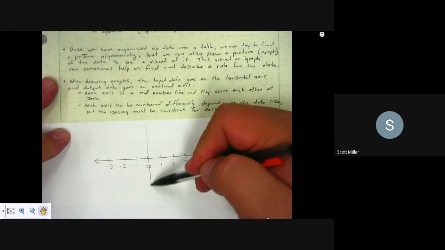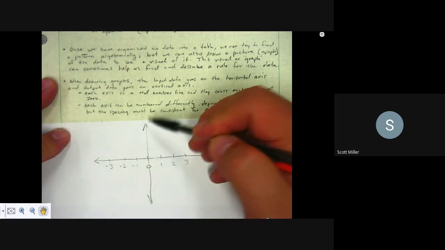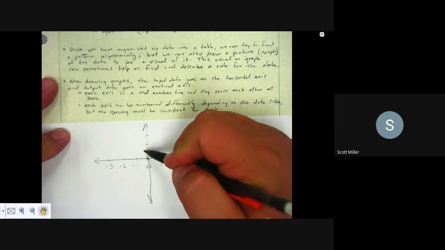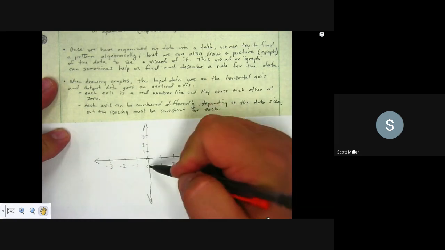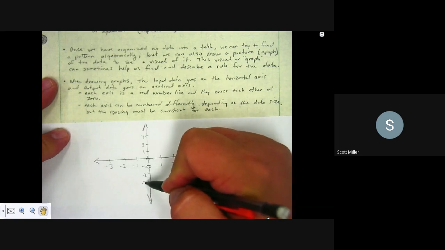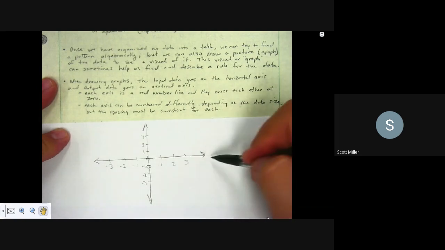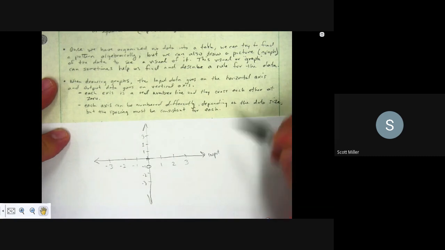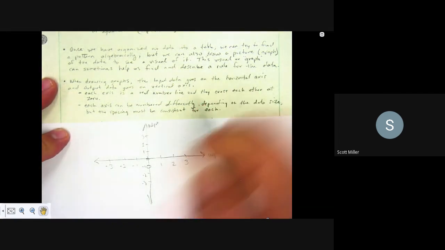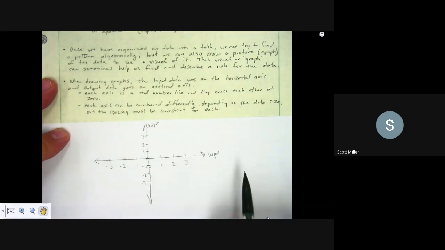And if we draw a line this way, another number line, this is where 0 is, then the marks go up this way. This is 1, 2, and 3, and the negative numbers go down below. So this would be the input. We actually have a different name for that. And this would be the output. It also has another name. So we can graph and put data in this format.